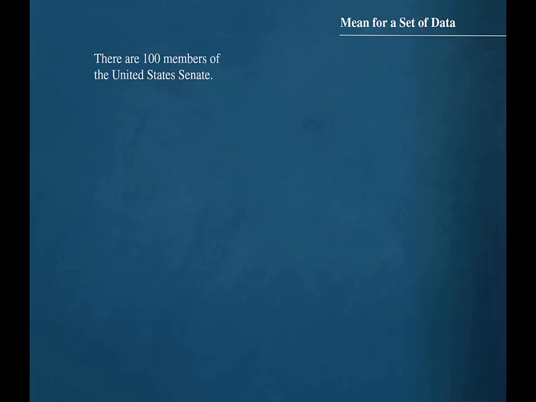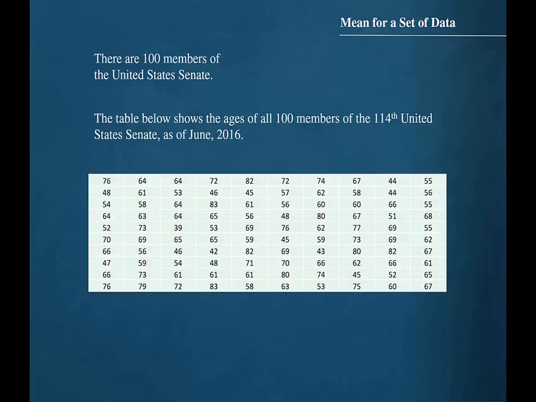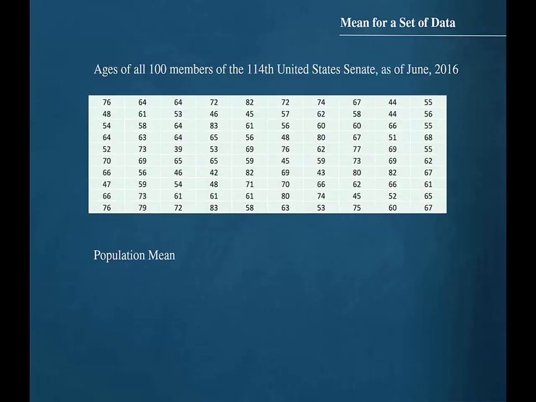There are 100 members of the United States Senate. The table below shows the ages of all 100 members of the 114th United States Senate as of June 2016. Since this data represents the data for all of the members of this population, a mean calculated from this data set would be a population mean.